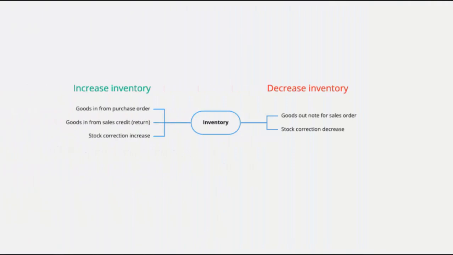You increase inventory levels using a goods in note received against a purchase order, or a simple stock correction. You can also receive inventory from a customer return against a sales credit. And then you decrease inventory levels by shipping a goods out note, which is created for a sales order, or by doing a stock correction. Inventory levels can never go below zero.